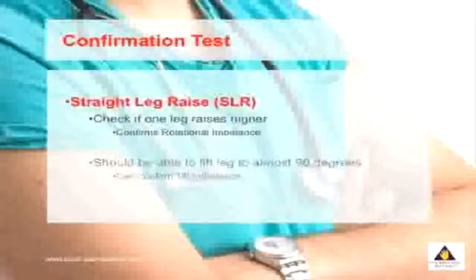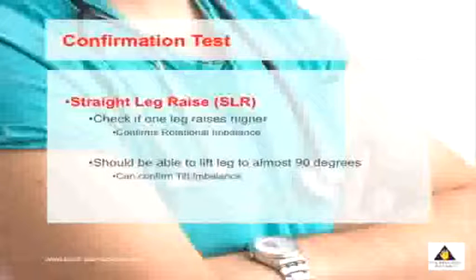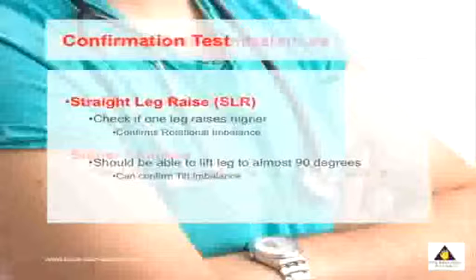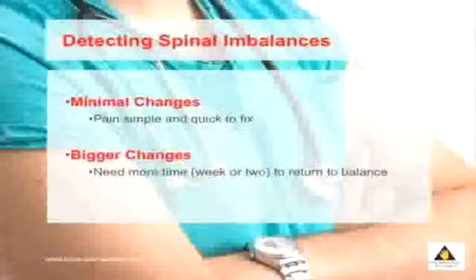Now there are two things that you will note. First that you may find is you can lift one leg higher than the other side. Now if this is the case, then again it confirms that you have a rotational imbalance. Secondly, people should be able to lift their leg up to almost 90 degrees. Now if you find that you can't lift your leg up to 90 degrees, and if both your legs are similar, then you may have those tilt type imbalances. But these two simple tests indicate that there are imbalances in your spine.